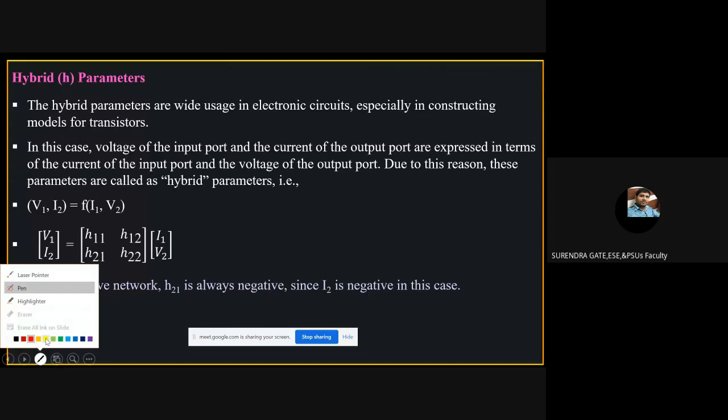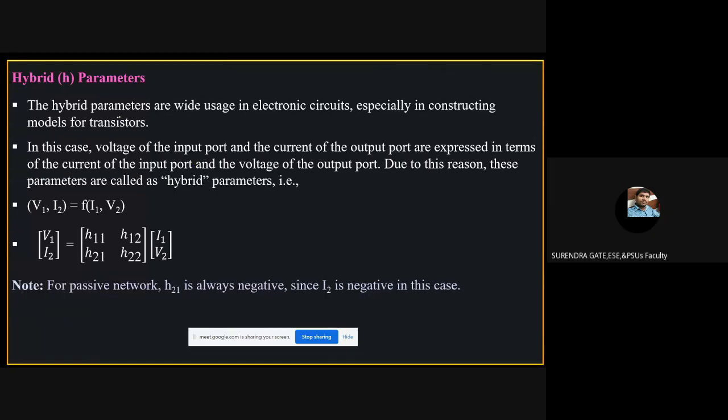This is hybrid parameters, or H parameters. Students, you know this: the hybrid parameters are widely used in electronic circuits, especially in constructing models for transistors. Mainly, to analyze the different models of the transistors, we can use the hybrid parameters, that is the H parameters.